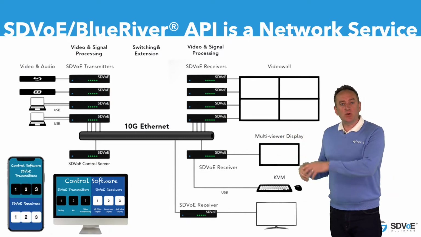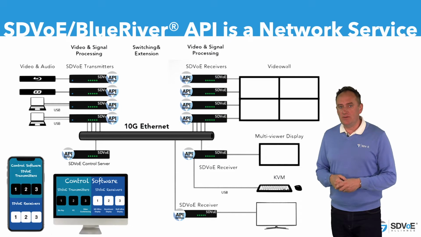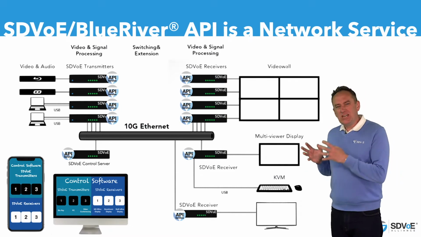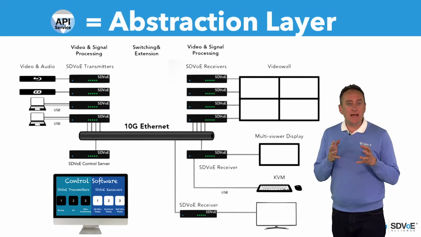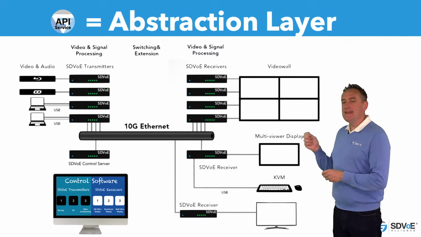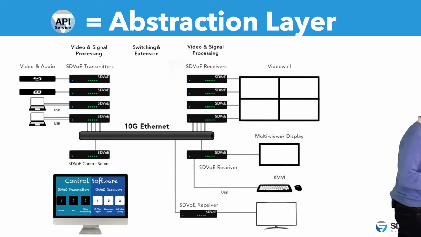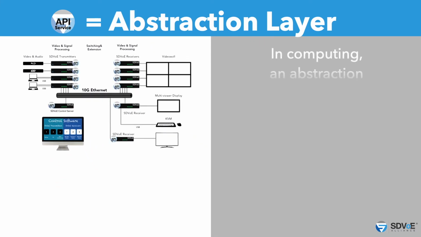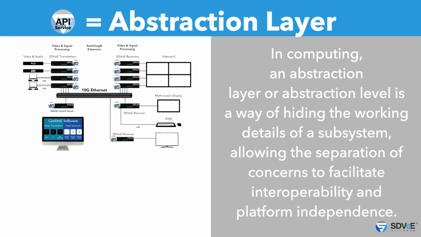These hosts contain the software which connects to the API service, allowing the user to control the SDVoE devices on the network. From a technical perspective, you can think of this API service as the abstraction layer between the application providing the user experience and the SDVoE hardware endpoints connected to the network. But what's an abstraction layer? In computing, an abstraction layer or abstraction level is a way of hiding the working details of a subsystem, allowing the separation of concerns to facilitate interoperability and platform independence.